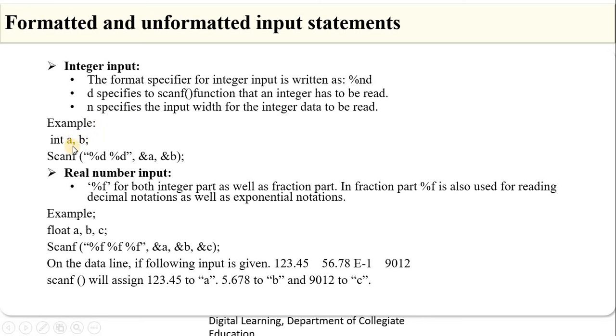For example, if int a, b is there, we can say scanf %d in double inverted commas and comma ampersand a comma ampersand b. So a and b would hold the integer values that are entered by the user. Real number input: for this, you have to use a %f, because it contains the decimal point, floating point numbers.